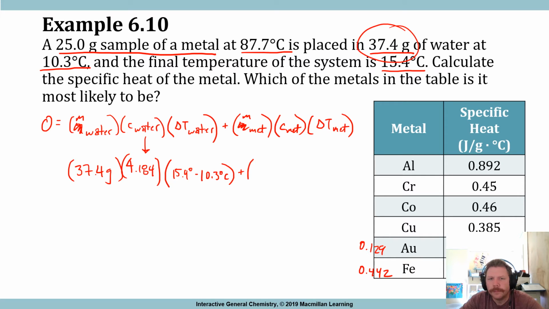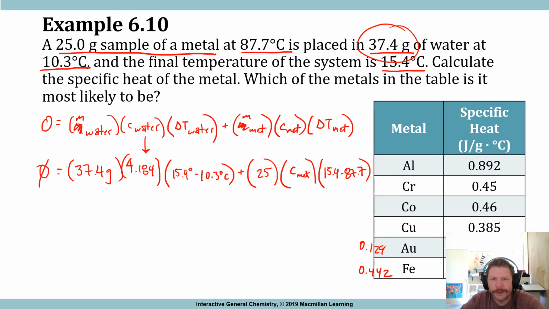Now, the mass of our metal, well, that's 25 grams. The C of our metal remains unknown. I'm just going to write it as C metal. That's what we're solving for. The delta T of our metal, we've got to do final minus initial. Our final is 15.4. Our initial is 87.7. All of this is going to equal 0.